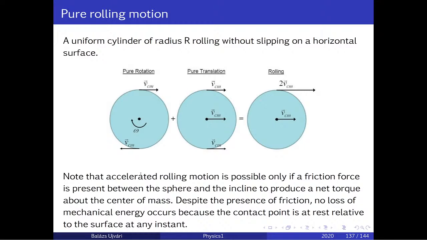When can it be possible? It's possible only if there is friction. So this is the key point of pure rolling.